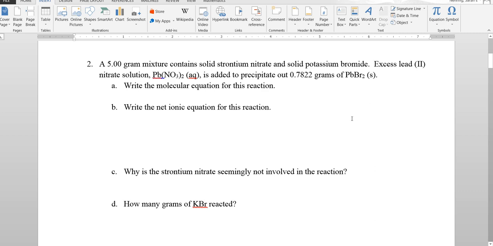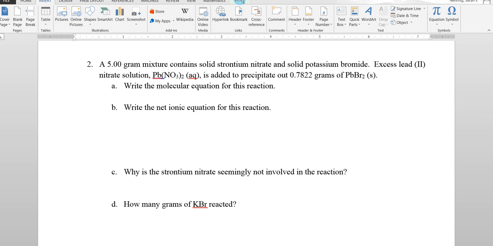Welcome. In this video, we're going to go over problems 2, 5, and 6 from page 16. That's the stoichiometry AP release. And looking at problem number 2, this is an example of a reaction where you have a solid that's a mixture. It's got strontium nitrate and potassium bromide in the solid.